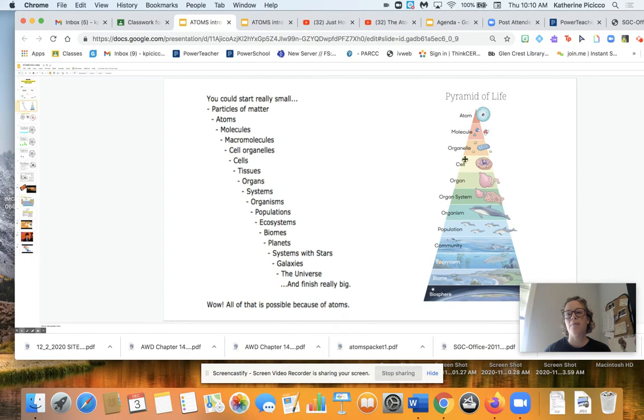And you keep putting them all together and larger and larger and larger, and we get to the whole entire world. So everything is made of atoms. Everything is possible because of atoms. So atoms are the tiniest thing that we're going to study all year long.